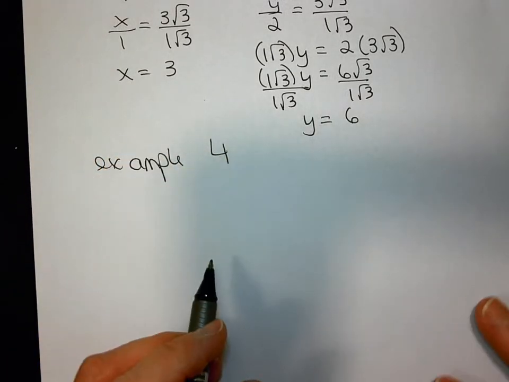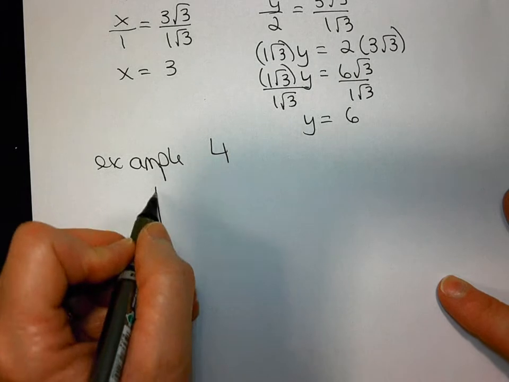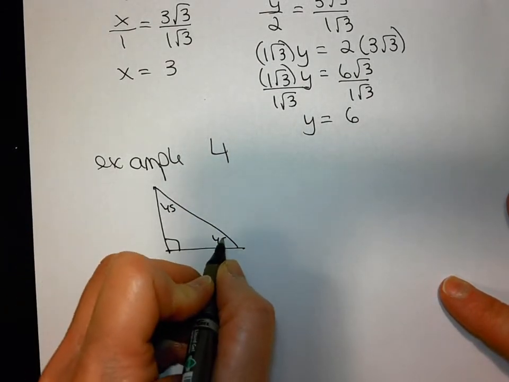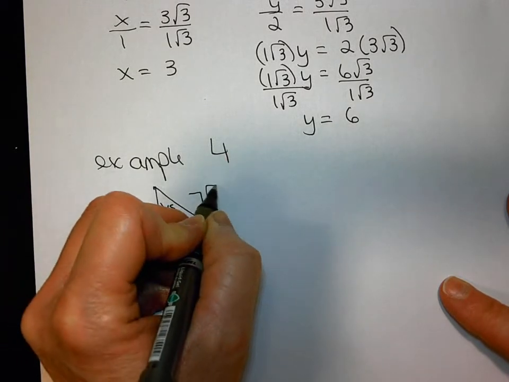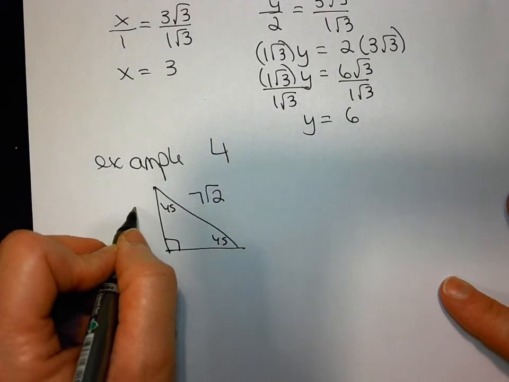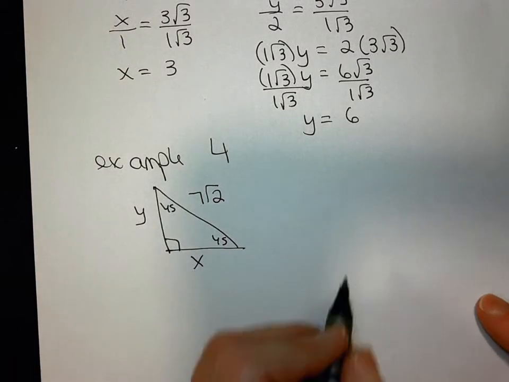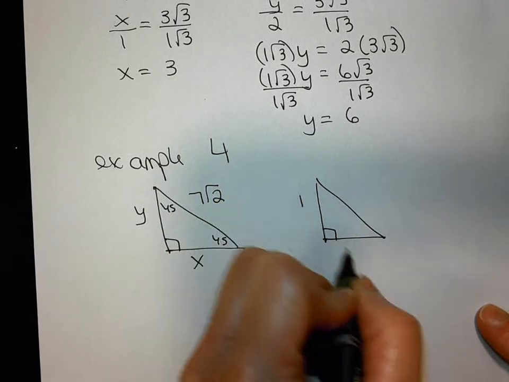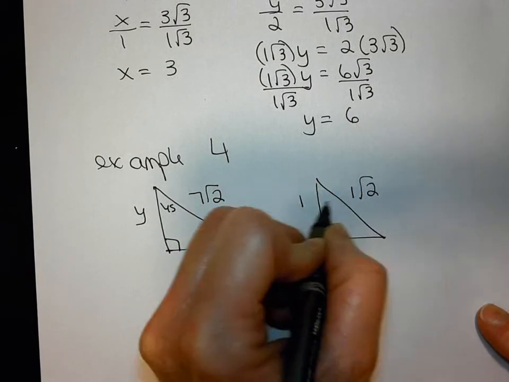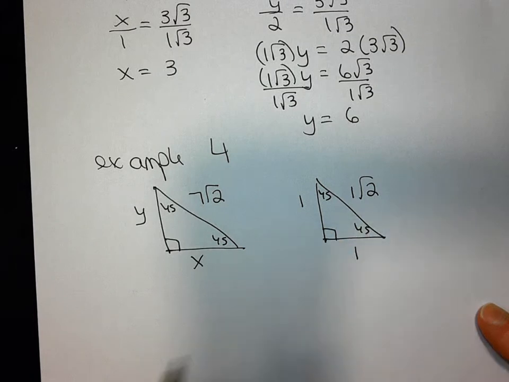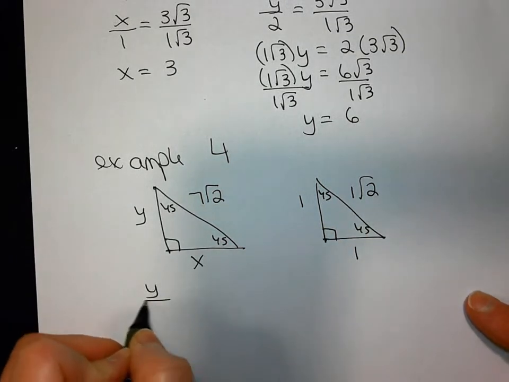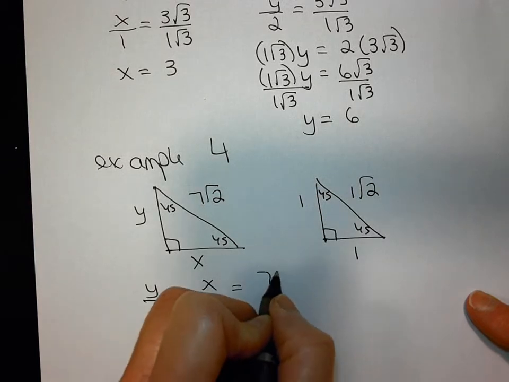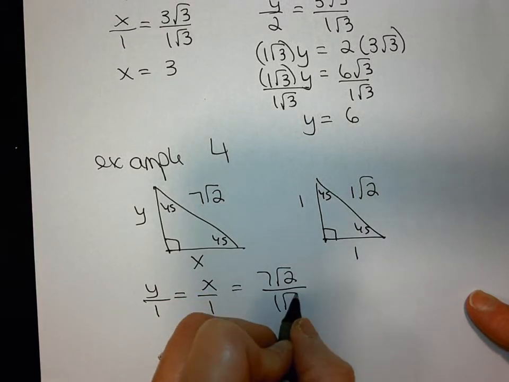Example 4. Okay, we have our beginnings where we know this is a 45, 45. We know the hypotenuse is a 7 square roots of 2, and we're looking for the y and the x. Okay, we draw in our pattern. Our pattern says 1, 1, 1 square root of 2, 45, 45. So we set up our ratios, y over 1, x over 1, and 7 square roots of 2 over 1 square root of 2.